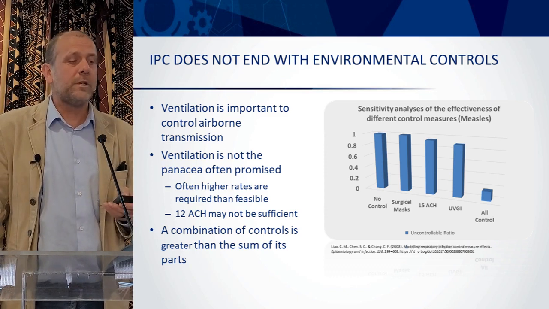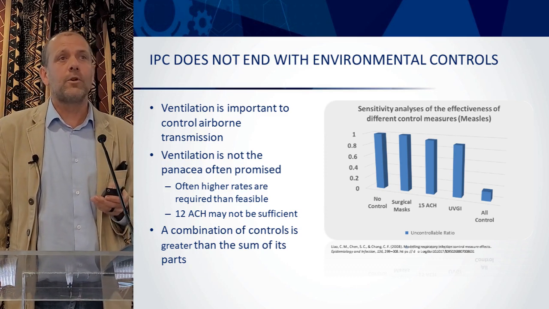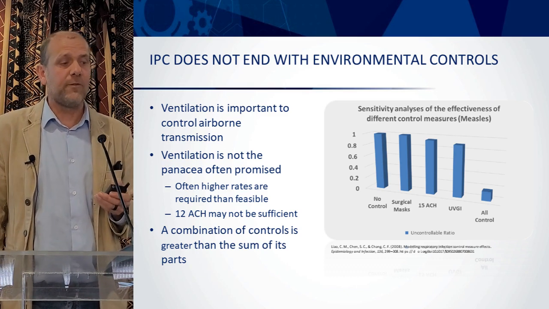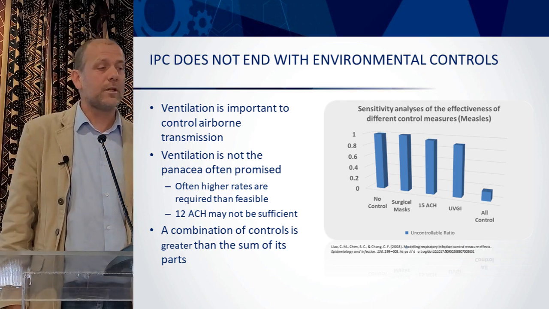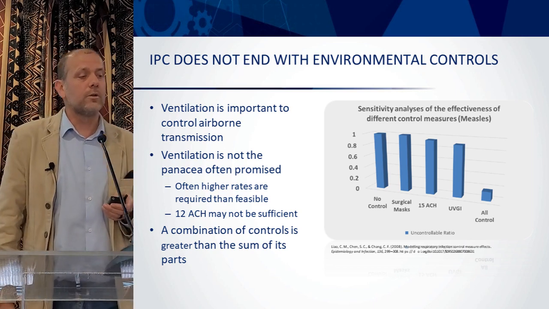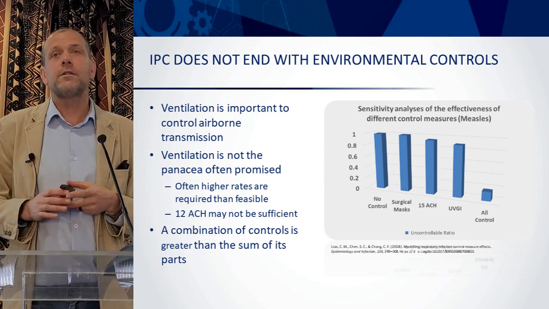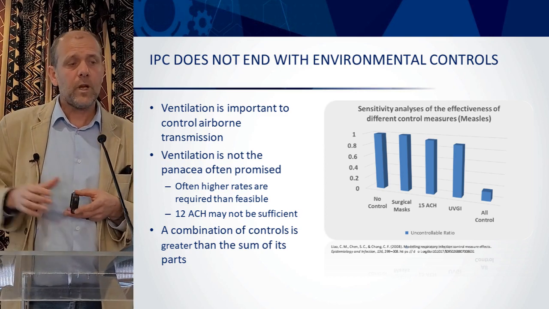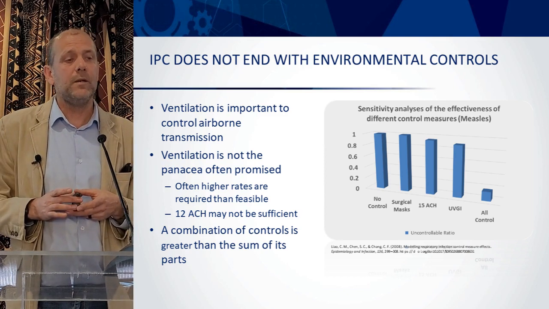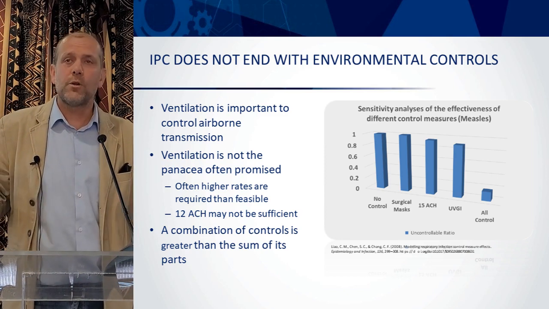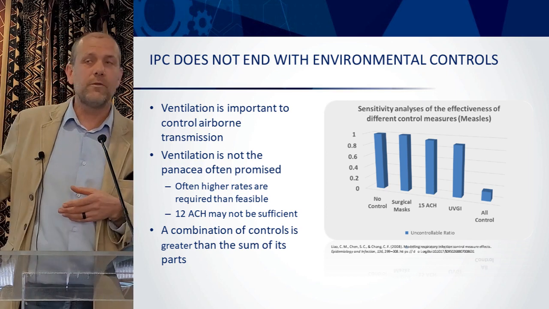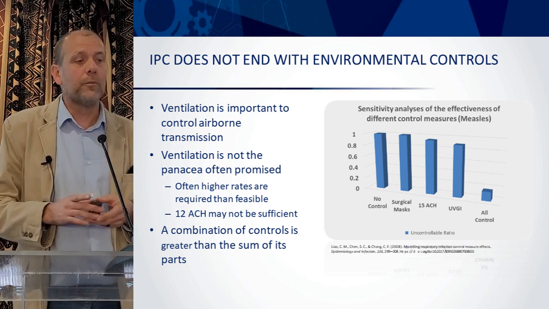12 air changes may not be sufficient. I'm going to put my neck out and say for congregate spaces, 12 air changes may not be sufficient. And a combination of controls is greater than the sum of the parts. What you'll see in this slide is a sensitivity analysis for measles. Some studies have been done for TB, but they show the same picture, with the exception of the surgical masks, which in this study I believe is wrong.